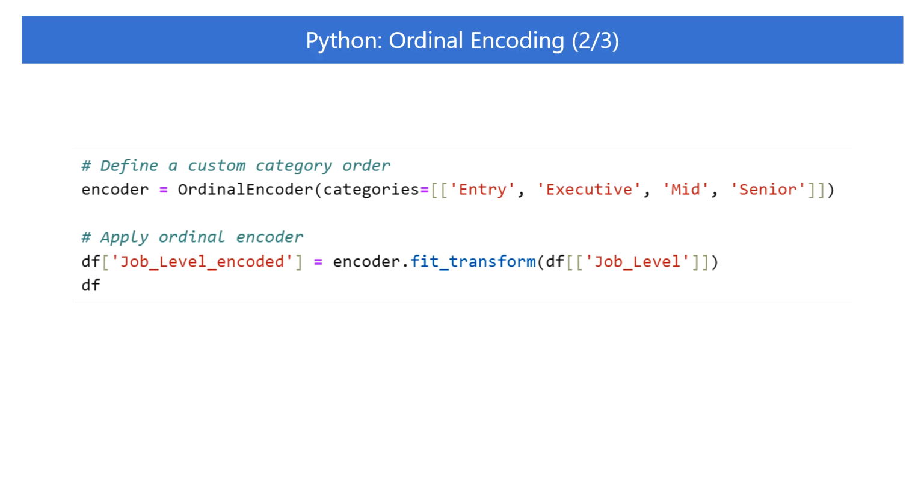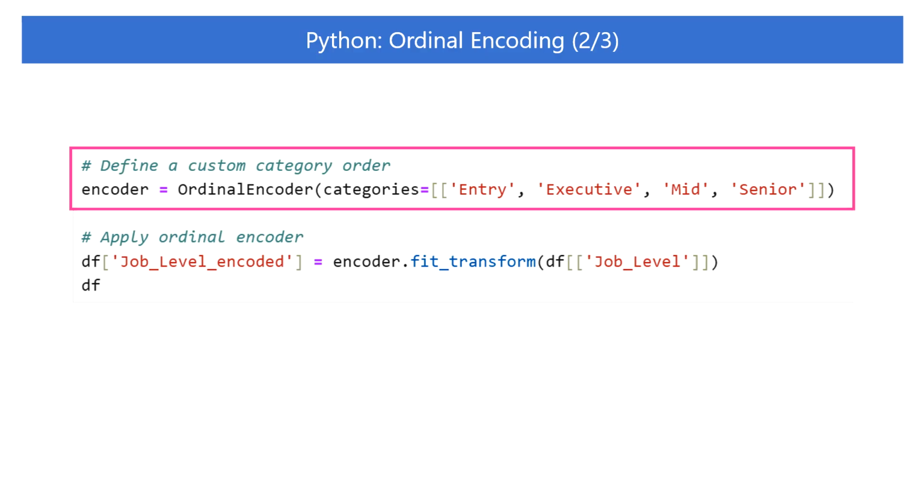To implement OrdinalEncoder, first, let's define a custom category order. This line initializes an OrdinalEncoder and explicitly defines the order of categories. The categories argument takes a list of lists, where each inner list specifies the order in which the categories should be assigned numerical values. Here, entry is mapped to 0, executive to 1, mid to 2, and senior to 3.